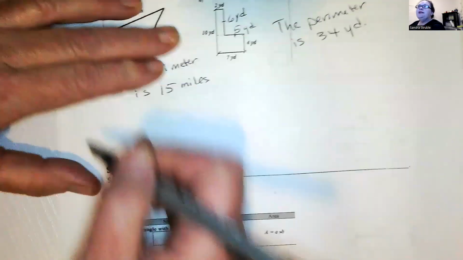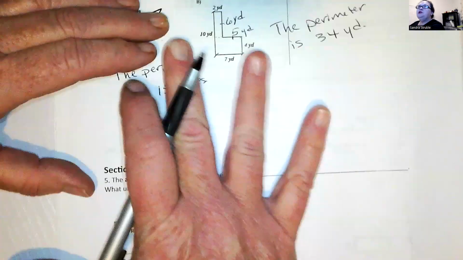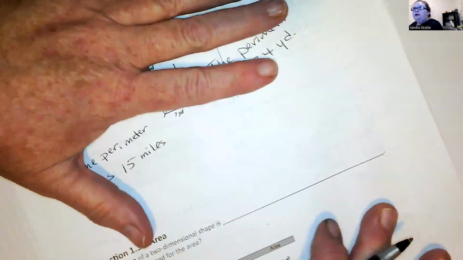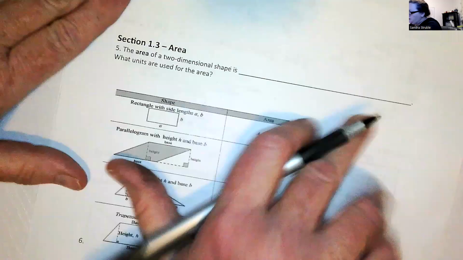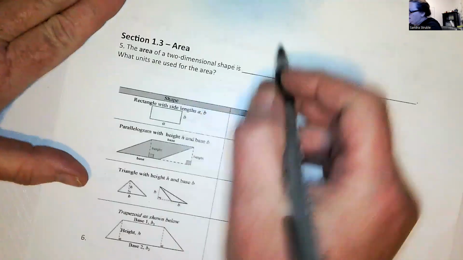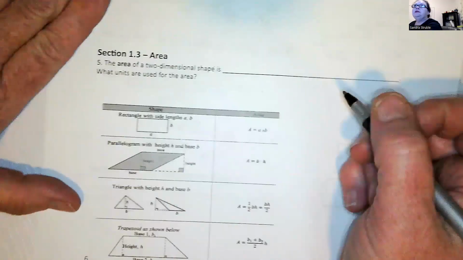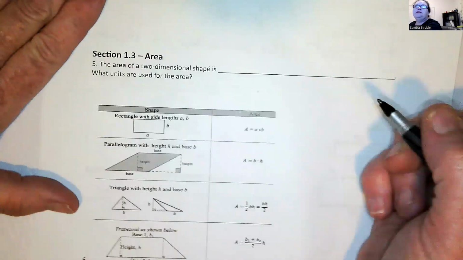Well, if I measure all the way around the rim, that's the perimeter. But if I measure what space it's taking up, that's the area. Okay. So I look at the area of a two-dimensional shape as the space that it covers, or the space that it takes up.